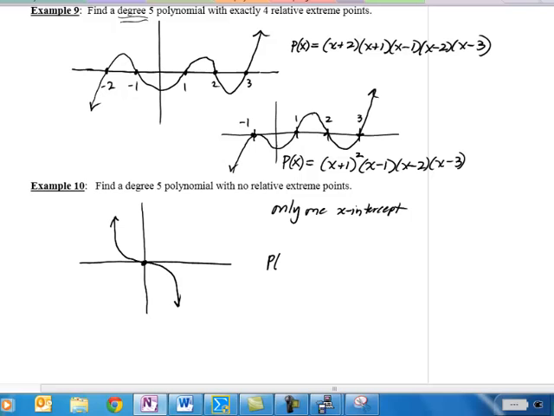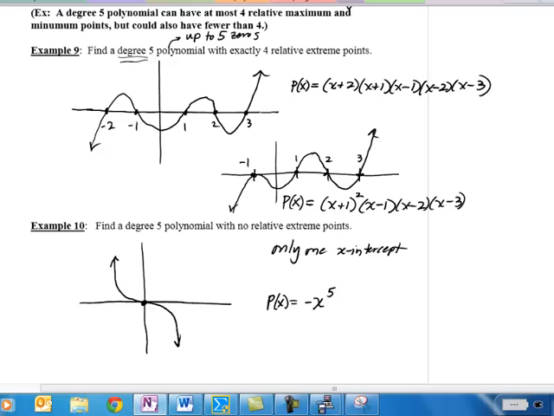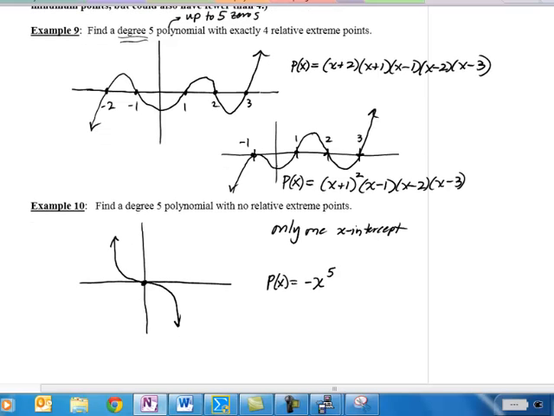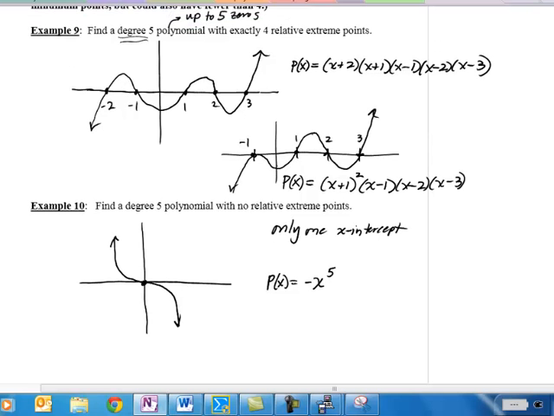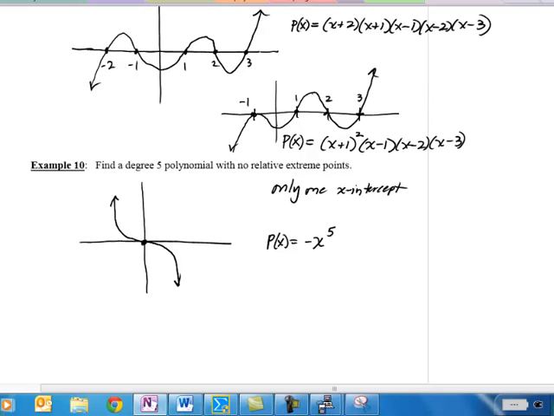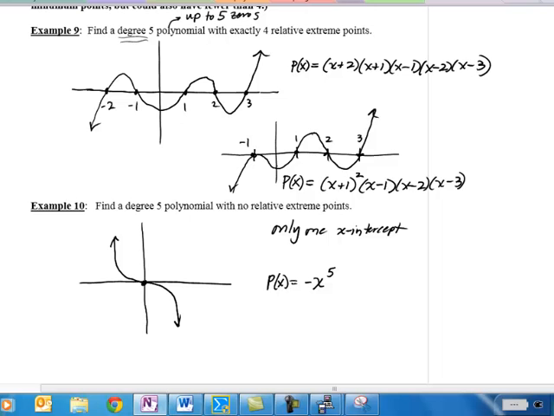P of x equals negative x to the fifth, one single x-intercept at x equals 0, right? So our simple power function is just going to have one x-intercept and it'll have no relative extreme points. So the point is that a degree 5 polynomial doesn't need to have 4 relative extreme points. It could have 0. That's certainly a possibility. But it can have only up to 4.